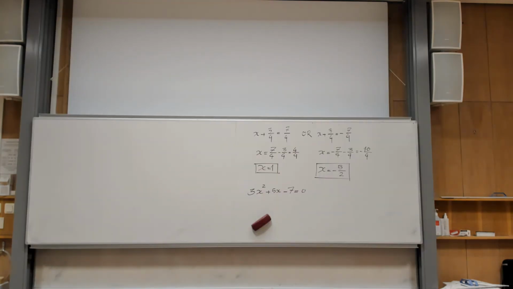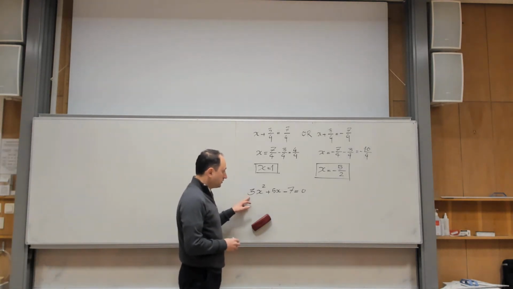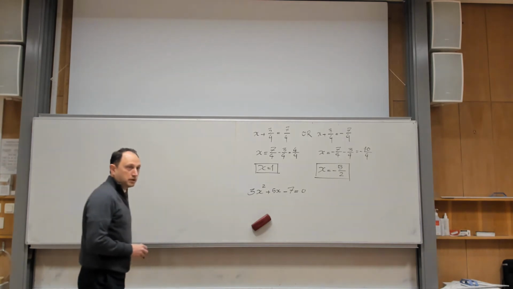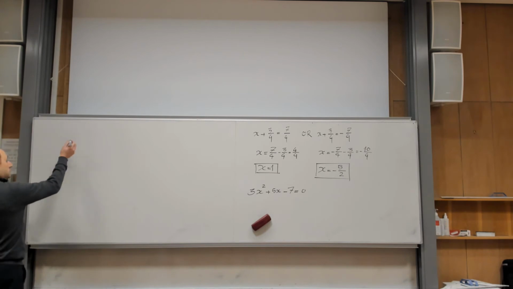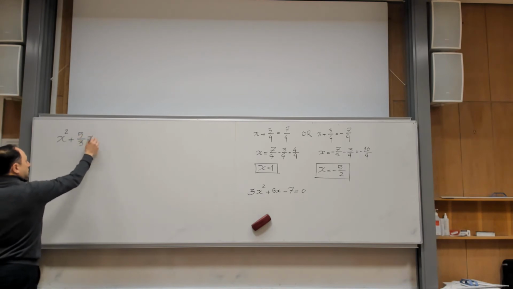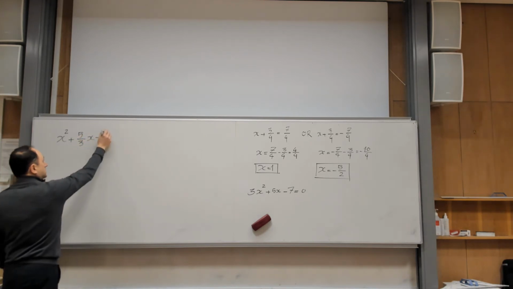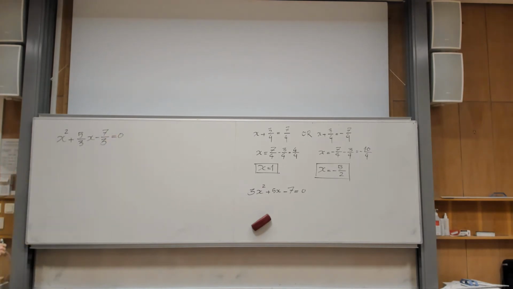Yes? Okay, so the numbers, we have to be patient to work with them, but of course the problem is not hard. But remember, whenever this number is not a 1, if you want, you can divide by that. I think it's better to divide by that. So you divide by 3 first, it becomes x squared, and then you will get 5 over 3x, and then you get minus 7 over 3 equals to 0. Then you get to the problem.